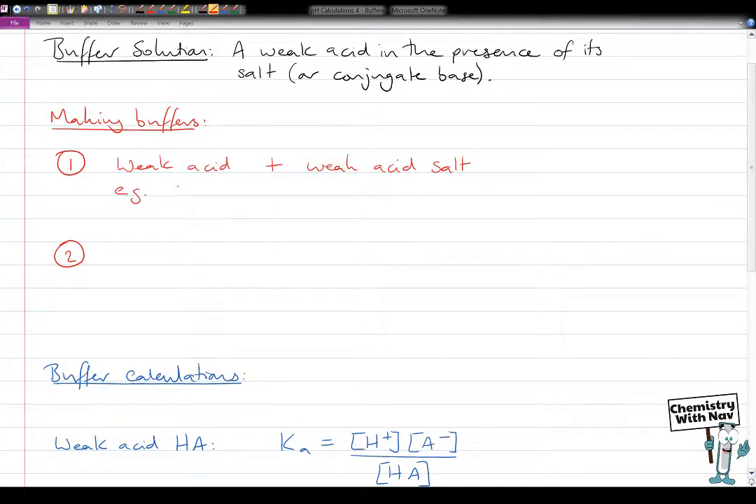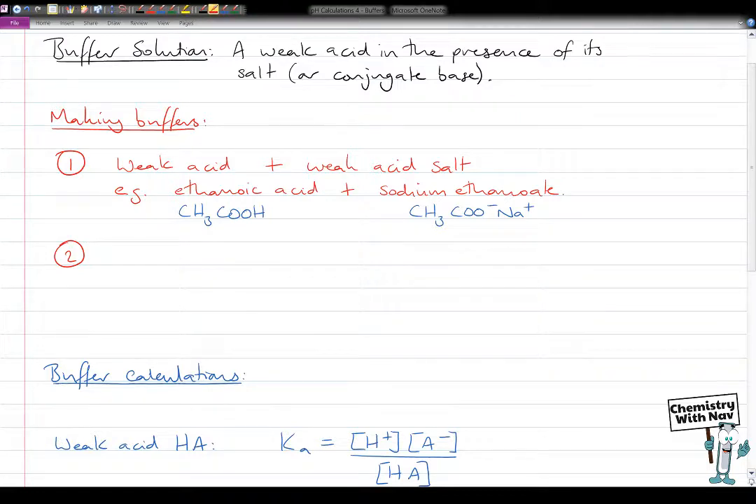The example of that, the most common, would be putting ethanoic acid in with something like sodium ethanoate, where the ethanoic acid is CH3COOH and the sodium ethanoate is CH3COO- Na+. So there's the conjugate base, the CH3COO-.